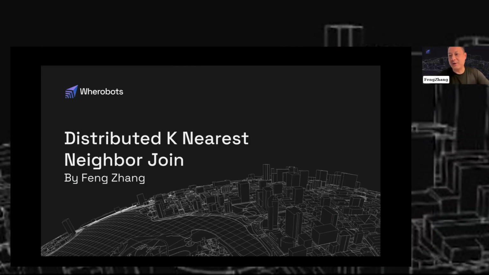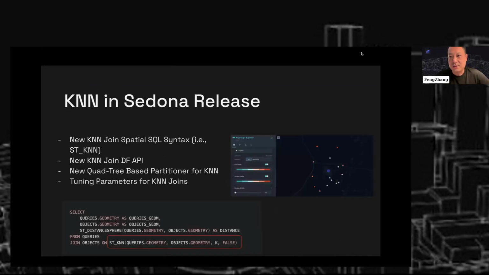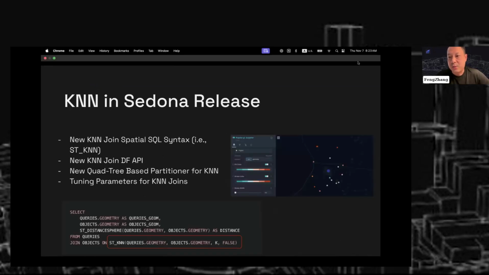I think I only have 2 minutes, so I'm not going to spend a lot of time diving into the details of the algorithm, but I will show how we apply our new algorithm to the Apache Sedona platform. Just briefly, what we have included in the new release 1.7.0: we have a new KNN Join SQL syntax, which you can see at the bottom of the screen.